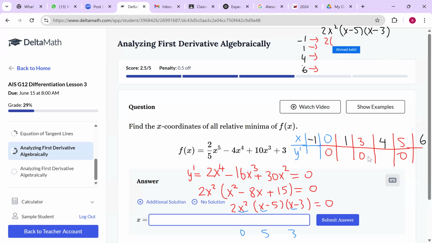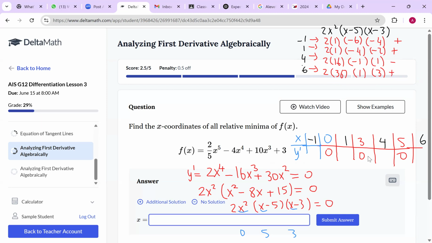So here we have 2 times (-1)^2, which is 1. -1 minus 5 is -6. -1 minus 3 is -4. So this will be positive. Here we have 2 times 1 times (1 minus 5), which is -4. 1 minus 3, -2. So again, positive. 2 times 4^2, 16. 4 minus 5, -1. 4 minus 3, 1. So this here is negative. 2 times 36. 6 minus 5 is +1. 6 minus 3 is +3. So this is positive.